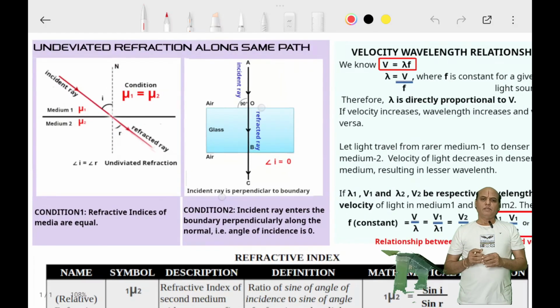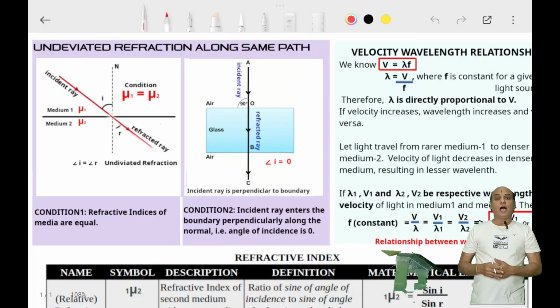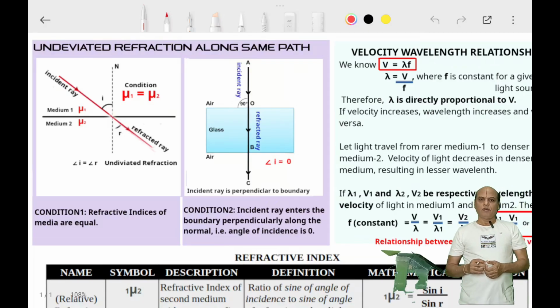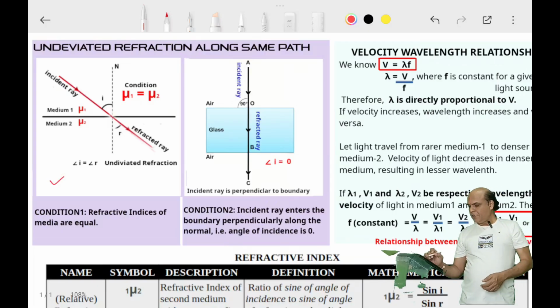Now, the first topic today is the two conditions, one of which needs to be satisfied, in which undeviated refraction along the same path happens. Let us see one. If you see the screen, consider the first white box. Here the incident ray is traveling like this, hitting the boundary surface at point A, and the refracted ray is moving along the same line. So there is no deviation, so delta is 0.